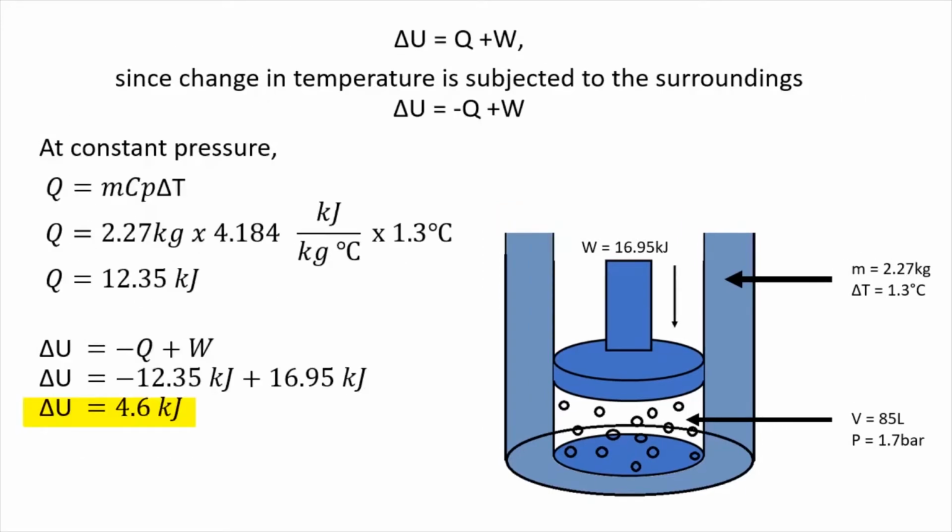The equation for the change in internal energy is delta U equals Q plus W. Since the change in temperature is subjected to the surroundings, delta U will become negative Q plus W. At constant pressure, Q is equal to m c delta T. By plugging in our values with the specific heat capacity of water, the answer will become 12.35 kilojoules. In plugging in our values of Q and W, the change in the internal energy of air is 4.6 kilojoules.